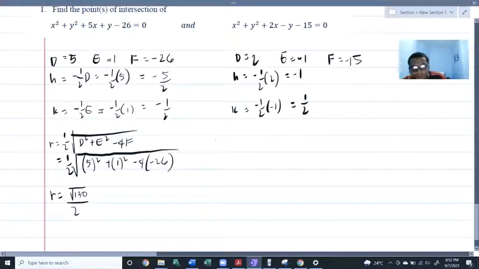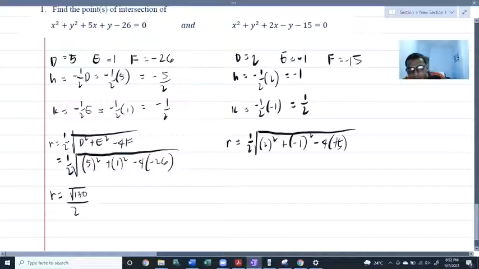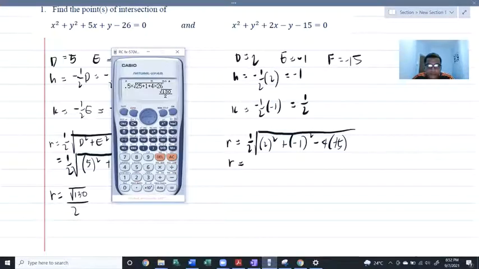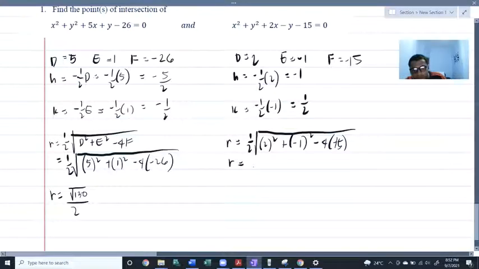And our r is equal to 1/2 times square root of 2 squared plus negative 1 squared minus 4 times negative 15. So our r will be 0.5 times square root of 4 plus 1 plus 60. We have square root of 65 over 2.